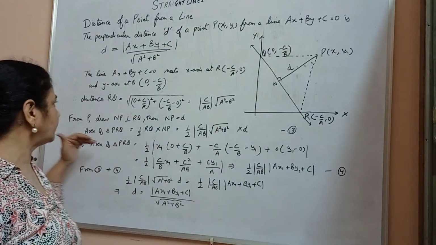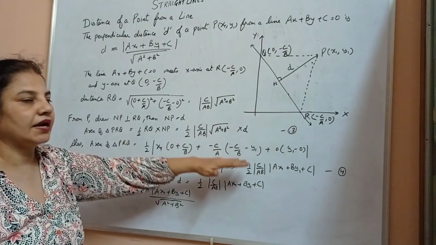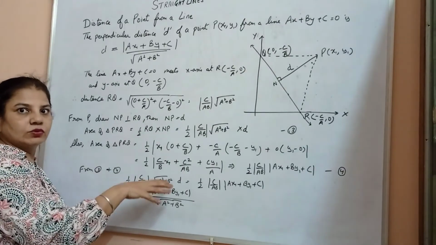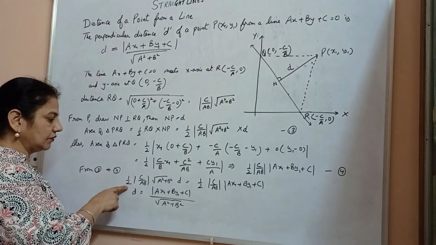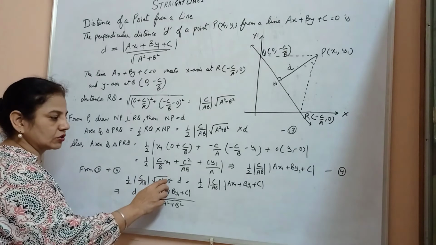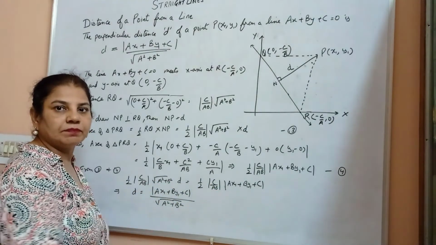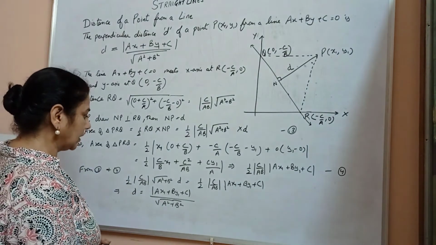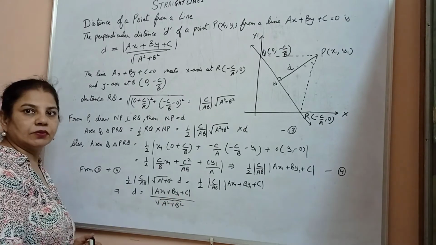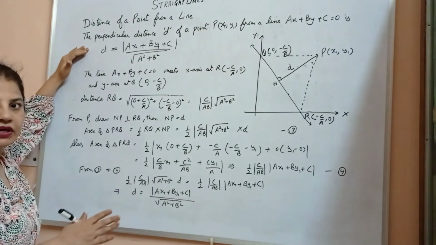So we have two expressions for the area of triangle PRQ, as equation 3 and equation 4. Equating 3 and 4, as both are values of the same area, we get half c upon AB under root a square plus b square d is equal to half c upon AB mod ax1 plus by1 plus c. So the value of d is given as ax1 plus by1 plus c upon under root a square plus b square, which is the distance of a point from the given line.